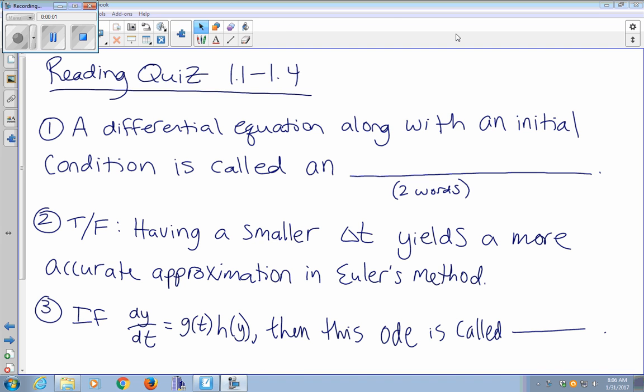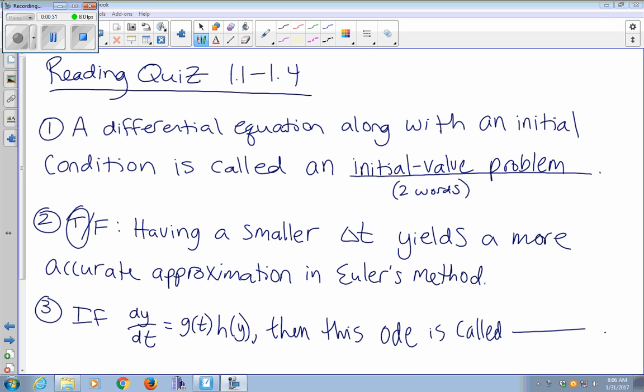A differential equation with an initial condition is called what? Initial value problem. Okay, true or false? Having a smaller delta t yields a more accurate approximation when you're using Euler's method. True. And if dy dt can be written as some stuff with t's times some stuff with y's, what do we call that differential equation? Separable.